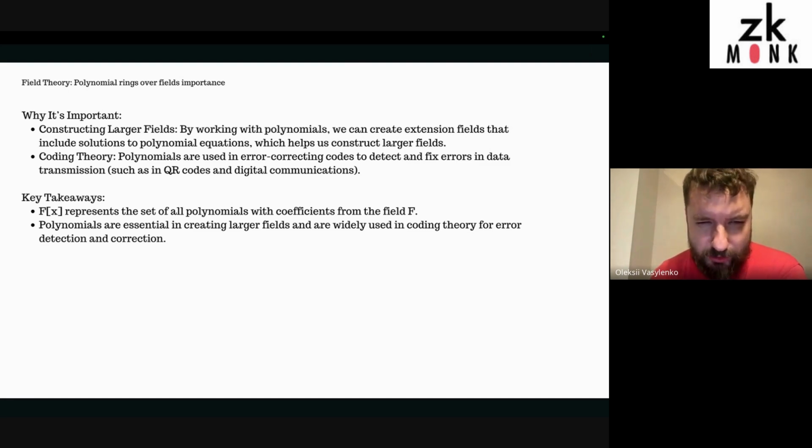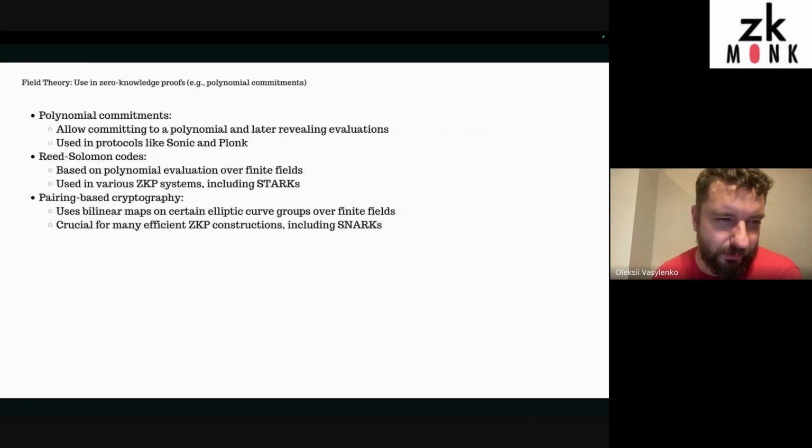Also, polynomials are used in error correcting codes to detect and fix errors in data transmission. So if data is corrupted, knowing the structure of the field polynomials, we can restore this data. For example, Reed-Solomon codes. They're used on evaluation for finite fields. It's directly used in ZKP, including STARK.